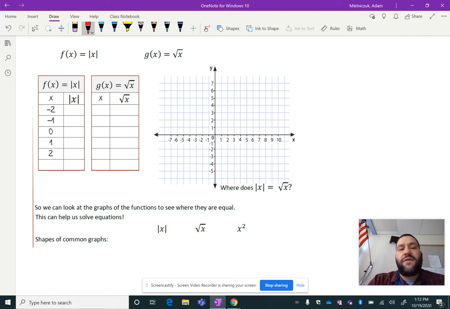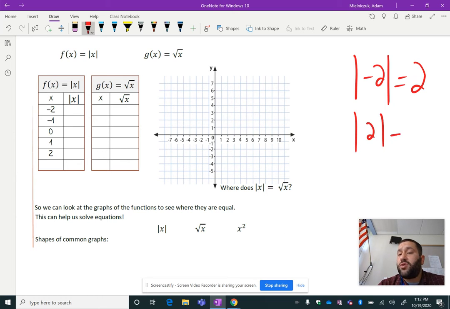We have the absolute value of x, and we have g of x equals the square root of x. So the first thing we want to do is set up a table. For the absolute value of x, remember absolute value means distance from zero. So anything inside of an absolute value comes out positive, only on the inside. The absolute value of negative 2 equals 2, and the absolute value of 2 equals 2, because both points are 2 units away from 0. So the absolute value of negative 2 is 2, the absolute value of negative 1 is 1, the absolute value of 0 is 0, and so on.